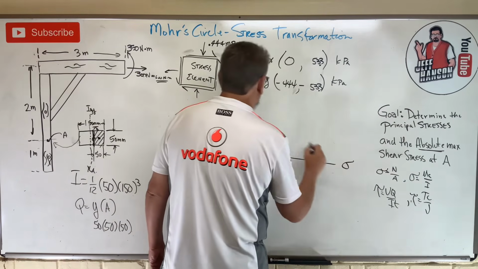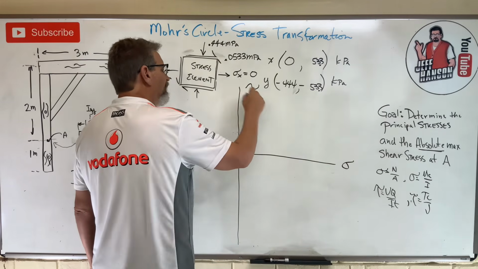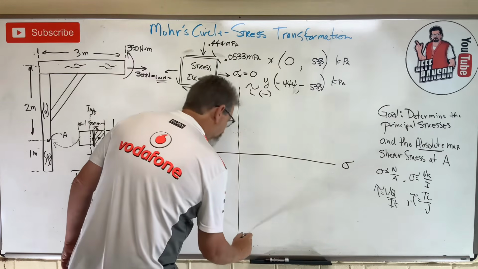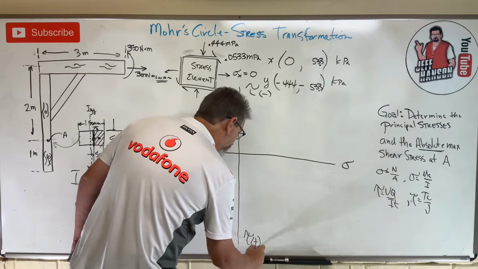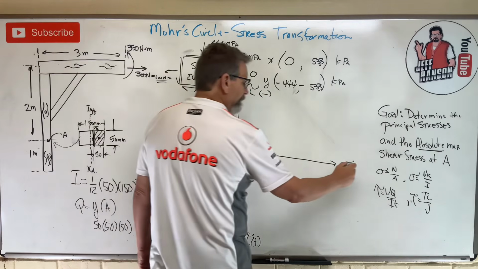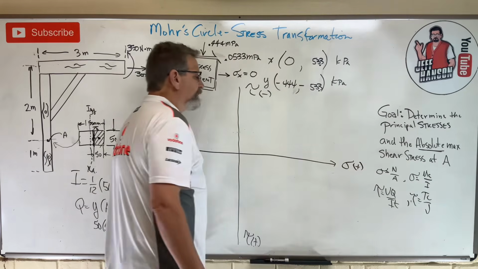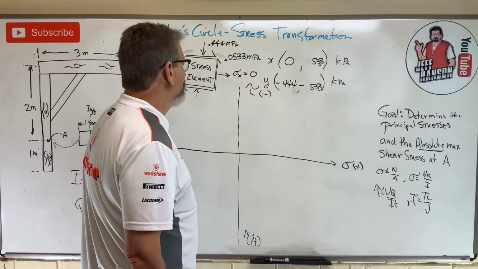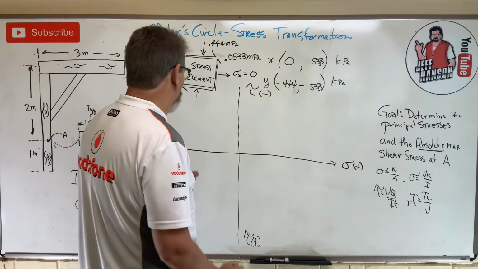All right, here we go. Sigma stress, tau stress. Tau down here is the negative, that's the positive, okay? And of course this is our positive sigma over here. So here we go. Let's see what we got. Oh, we got some big negative numbers here, don't we?